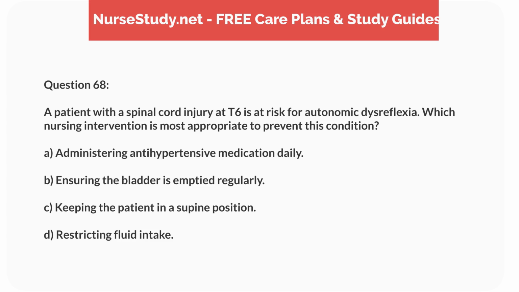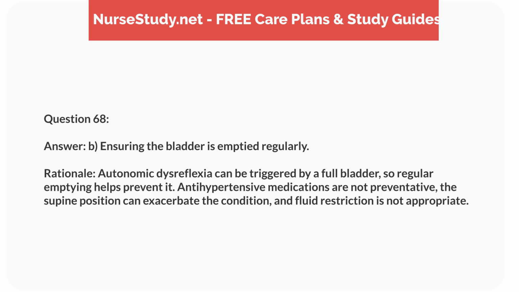Question 68. A patient with a spinal cord injury at T6 is at risk for autonomic dysreflexia. Which nursing intervention is most appropriate to prevent this condition? A. Administering antihypertensive medication daily. B. Ensuring the bladder is emptied regularly. C. Keeping the patient in a supine position. D. Restricting fluid intake.